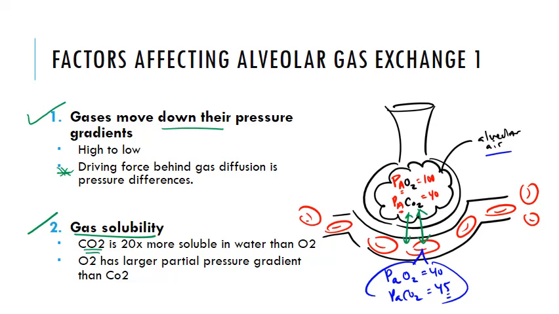The second factor in gas diffusion is how easily the gas dissolves in water, or rather the solubility of gas. Carbon dioxide, for example, is much more soluble in water than oxygen is. On the other hand, oxygen has a much steeper partial pressure gradient. Again, it's about a 60 millimeter of mercury difference. So in the end, carbon dioxide and oxygen exchange rates are about the same, and they occur in equal amounts.